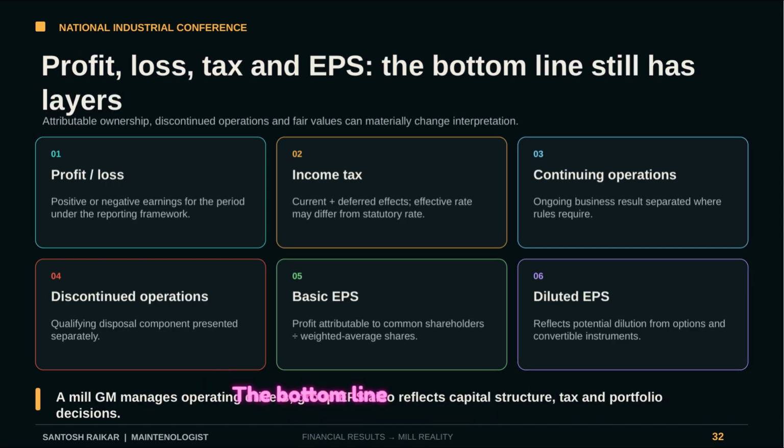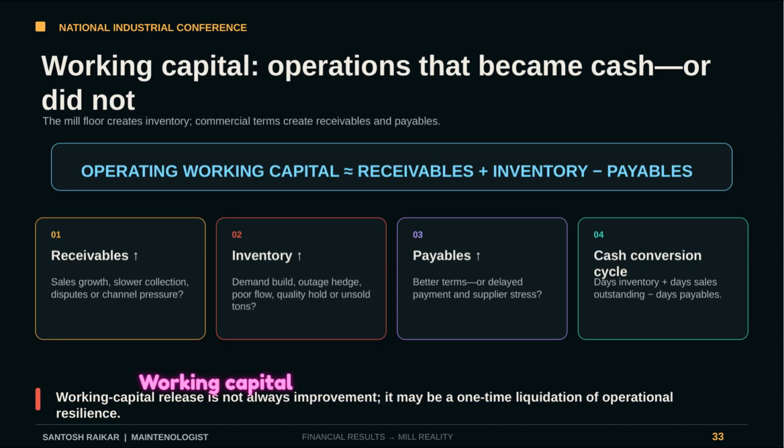The bottom line has many layers, including taxes and earnings per share. While a GM manages the operating drivers, the final EPS also reflects corporate decisions like capital structure and portfolio changes. Working capital is essentially operations waiting to become cash. If inventory is rising, is it because of a demand miss or an outage hedge? Releasing working capital isn't always good. It can sometimes reduce your operational resilience.